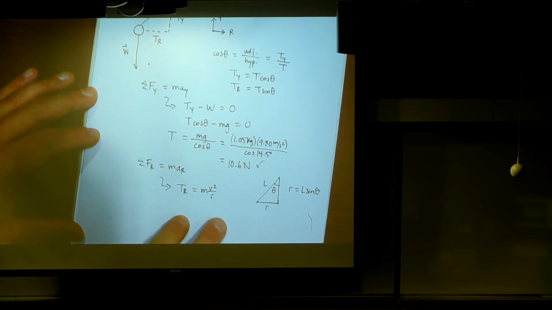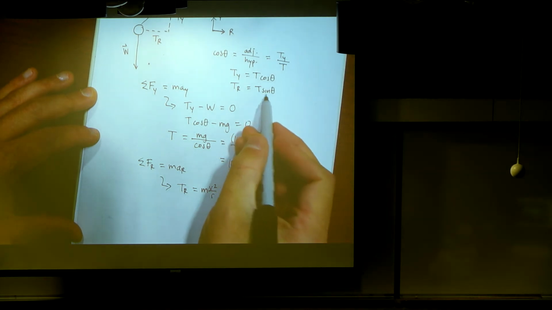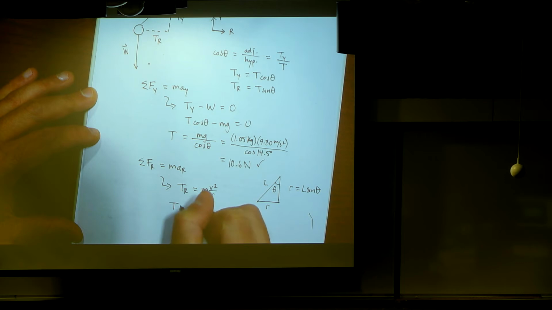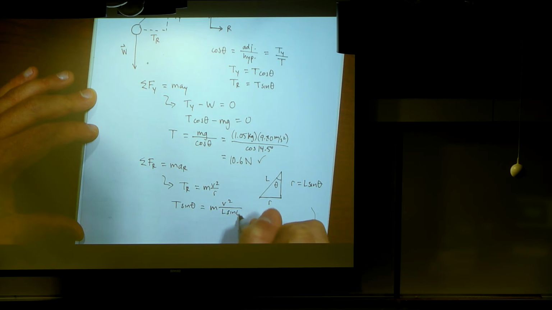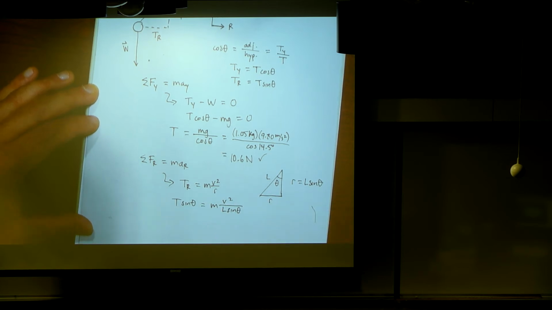All right, good. So here's what I'm going to do with that. I'm going to say T R is equal to T sine theta. That's a substitution that we worked out up here. And then I have M times V squared divided by R, which is L sine theta, which is right there.